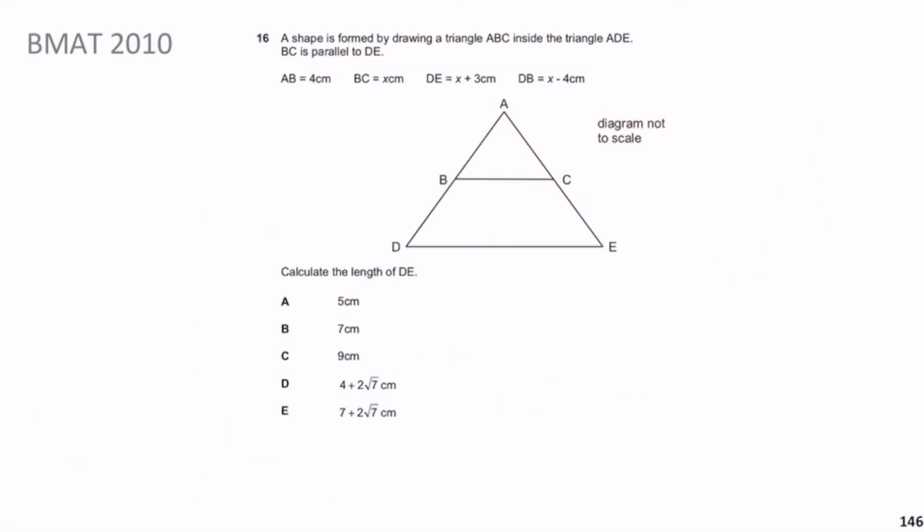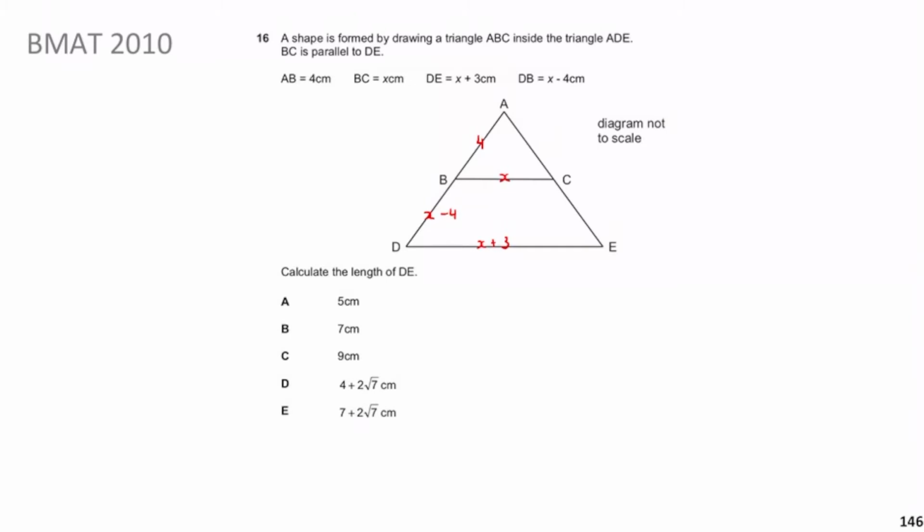All right, guys, welcome back. So let's annotate this diagram. You know AB is 4, we know BC is x, we know DE is x plus 3, and DB is x minus 4.